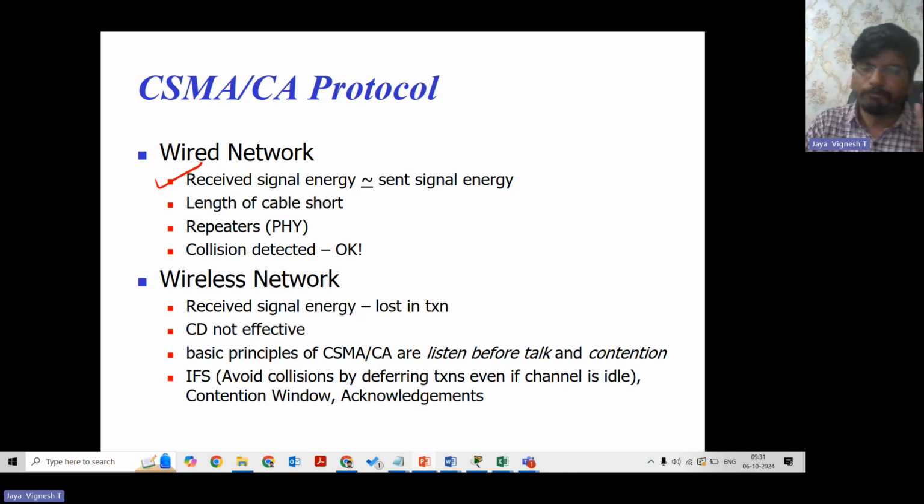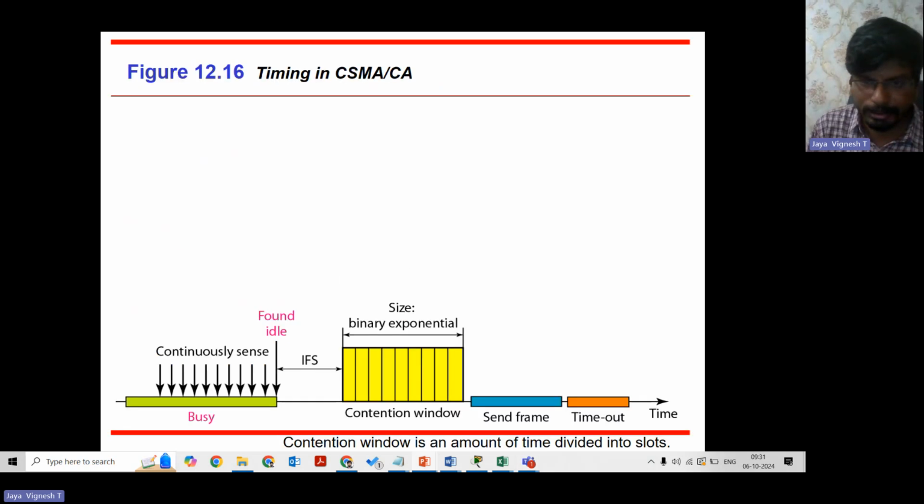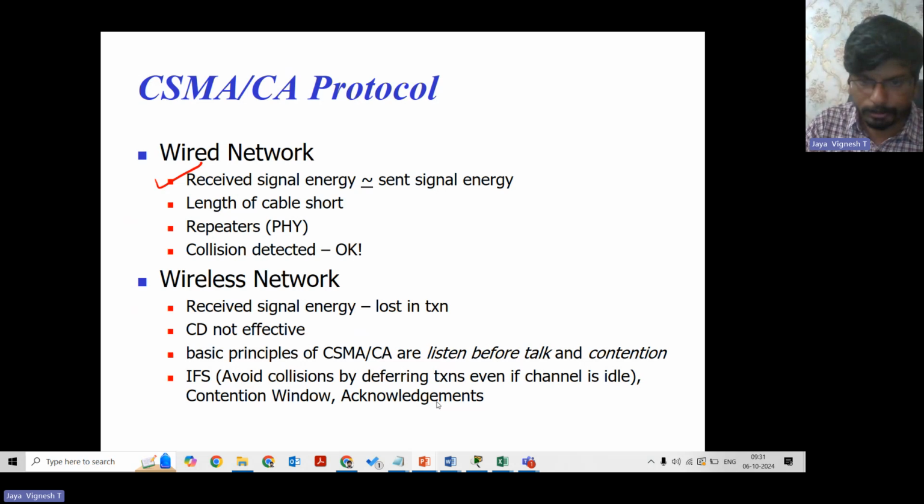So the algorithm that we're going to append to CSMA is basically a set of strategies for what we can do to avoid collisions. And that's where CA comes into place. The same logic of CSMA is there, which basically means you listen before you talk, and you contend to occupy the channel. So there are three strategies in the algorithm that try to prevent or avoid collisions.